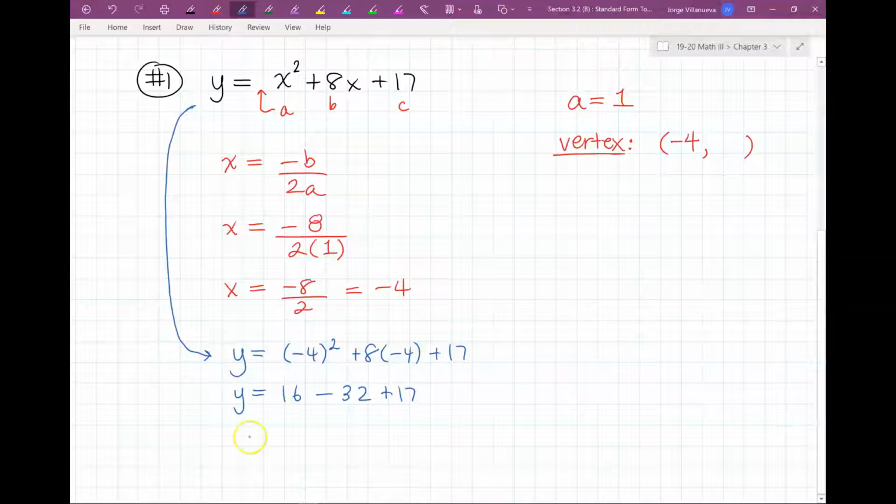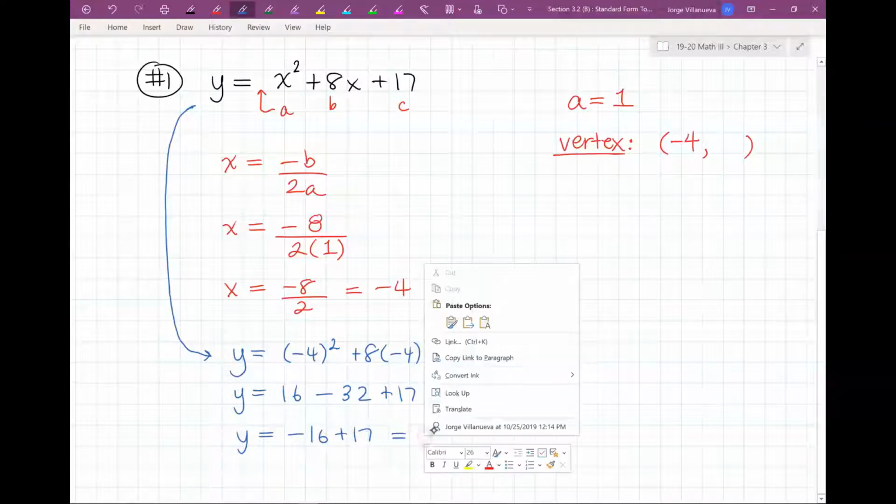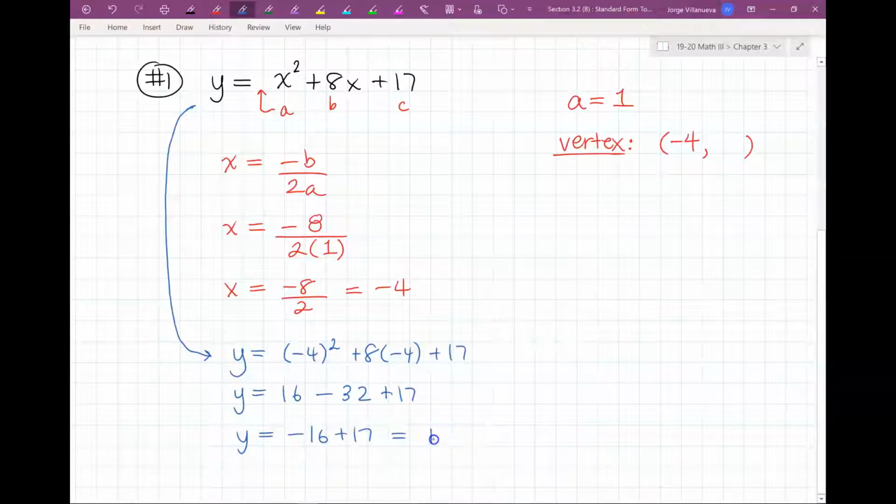So y equals 16 minus 32 is -16, plus 17 is +1, right? So y equals 1. I'm just going to put it right here. Notice I've done step 1 and step 2 of the to-do list, right? So I've done finding the A and finding my vertex. So the last step is write it in vertex form.